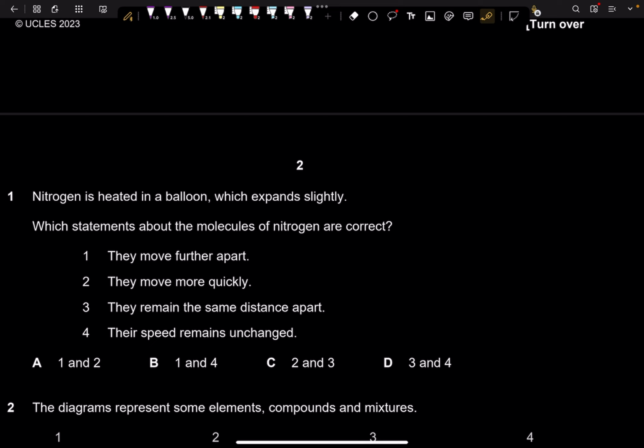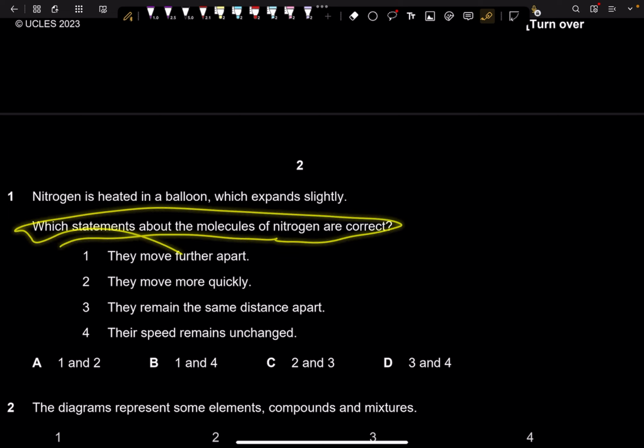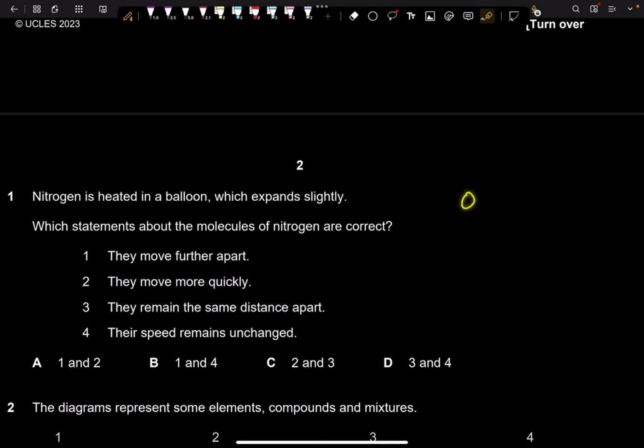Nitrogen is heated in a balloon, which expands slightly. Which statement about the molecules of nitrogen are correct? Basically, when we heat the particles, we increase their kinetic energy. So particles now move faster because they have greater kinetic energy. And because the balloon is expanding, that means particles move further apart as well. The average distances between the particles increased.